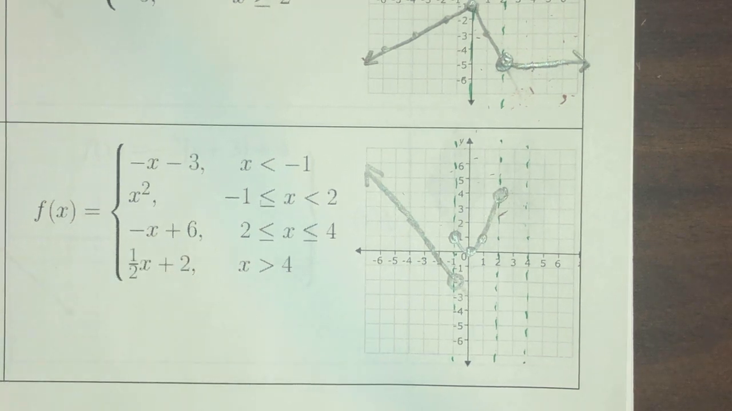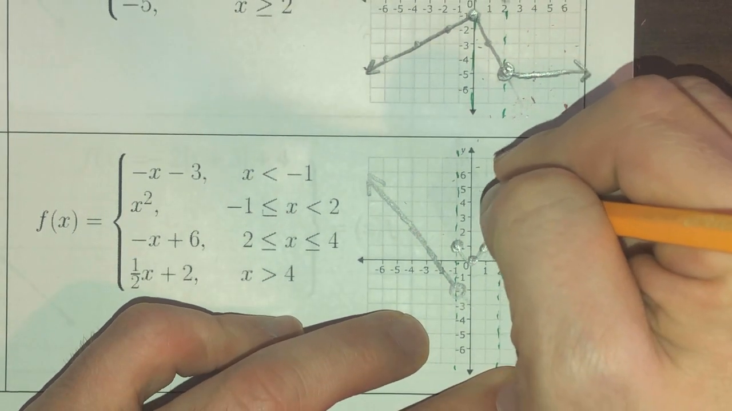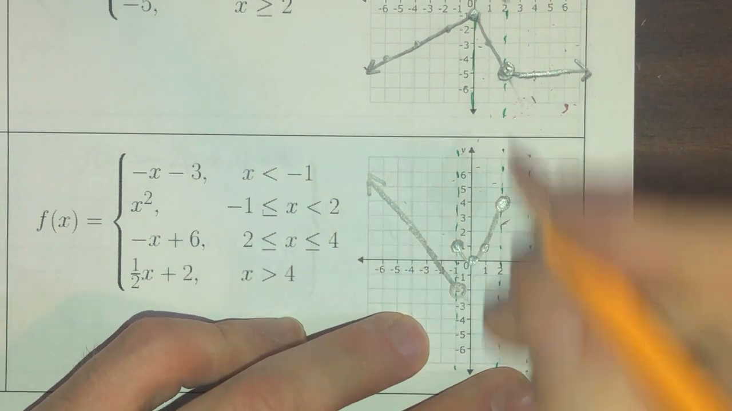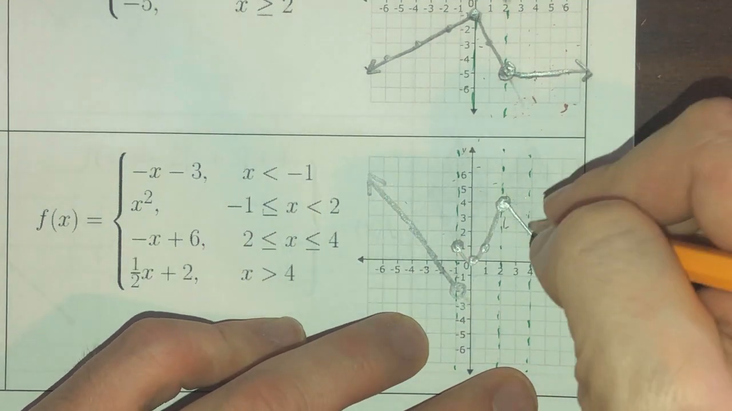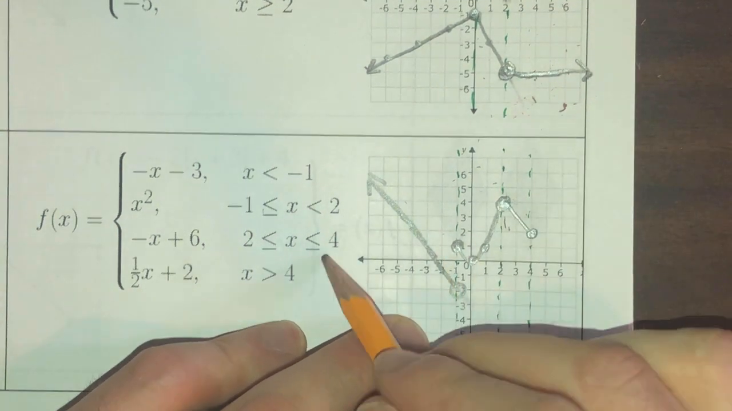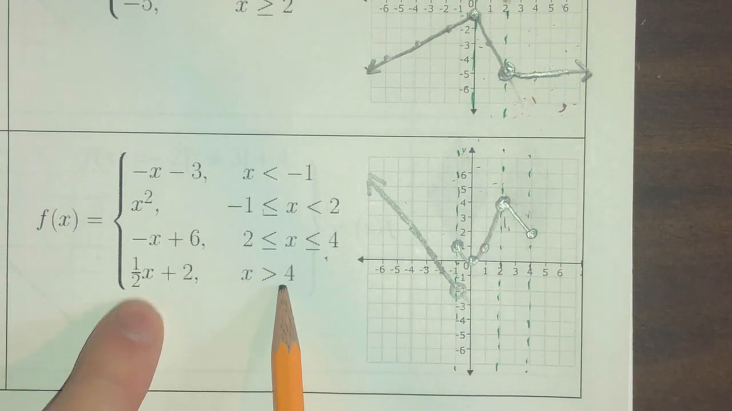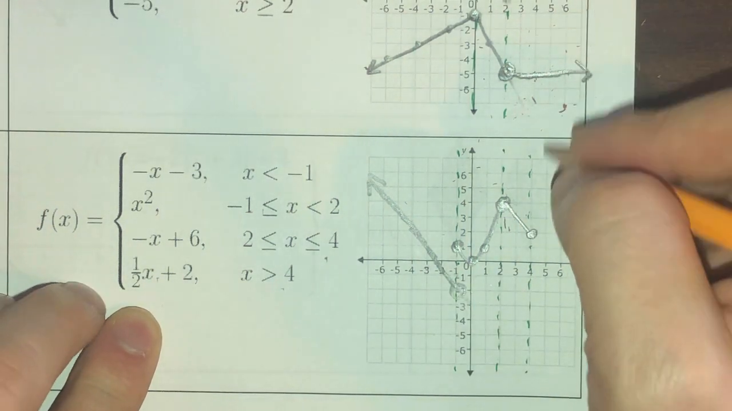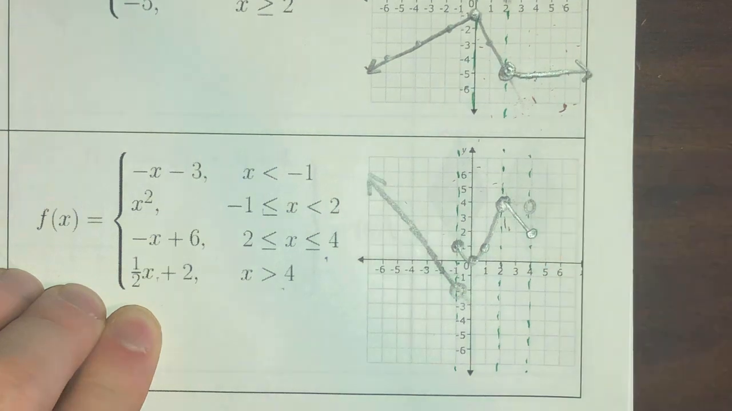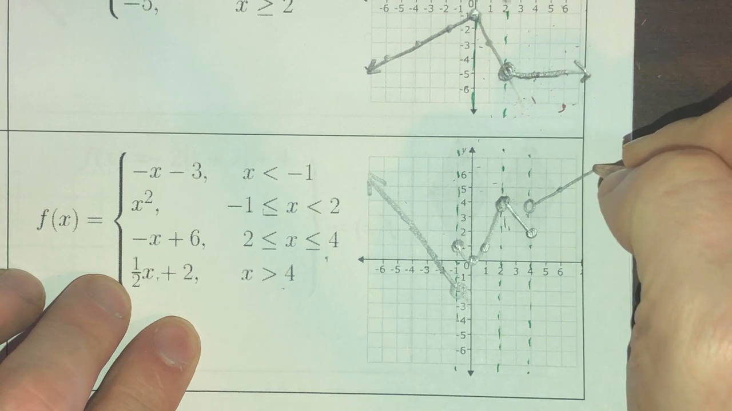Okay, now negative x plus 6 from 2 to 4. Where would it start? Well, if I plug in 2, I get negative 2 plus 6 is 4. Fills it in. Now I'm going down 1 over 1, down 1 over 1, because that's the rule. And I do my closed dot because it's or equal. Last step, 1/2 x plus 2. So let's do this. If I plug in 4, a half of 4 is 2, plus 2 is 4. Now I'm going to go up 1 over 2, and that's as far as I can really go.